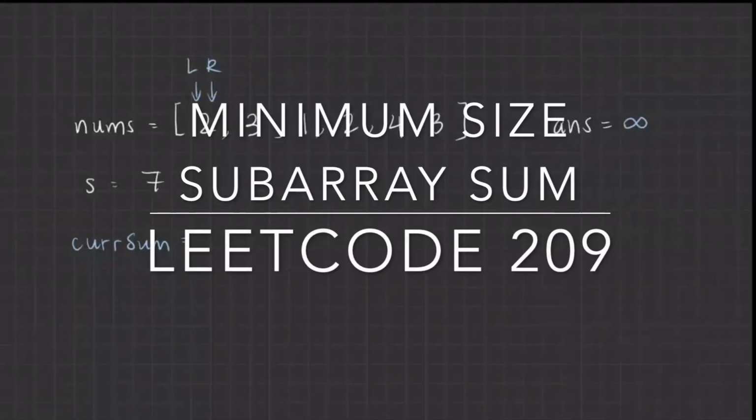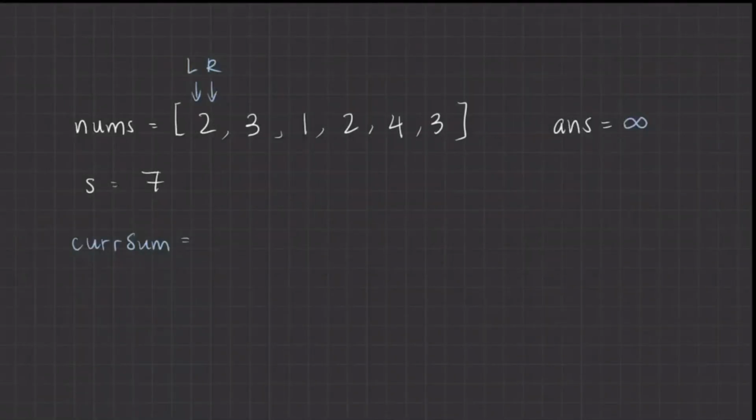Let's walk through an example of how the sliding window approach works for this problem. So we have our array nums, and we have a target value 7. We iterate through the array and keep track of two indices, the left and the right window. Whenever we see a contiguous subarray that sums to greater than or equal to s, we keep track of the length of the array and store that into answer. Eventually, after iterating through the entire array, we want to find the minimum contiguous subarray that sums to greater than or equal to 7.